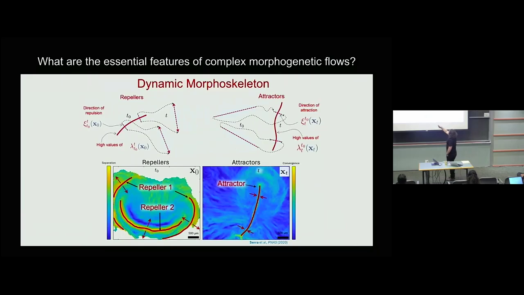And the set of repellers and attractors, we call the dynamic morphoskeleton, because they are just units to morph, or understand, the evolution of this tissue. Dynamic because they evolve over time. They are not like stable or unstable manifolds of steady dynamical systems, so they have their own dynamics.